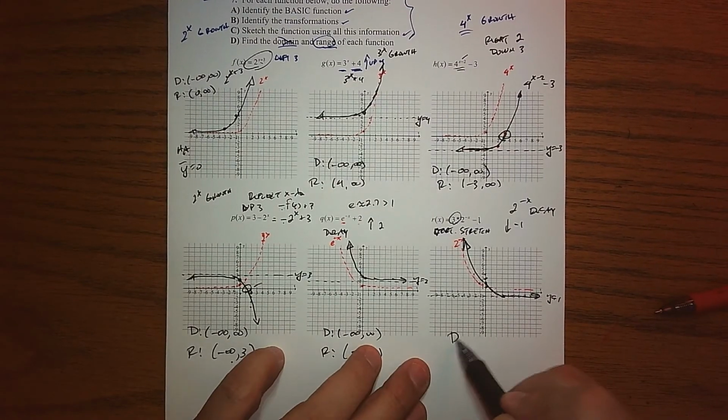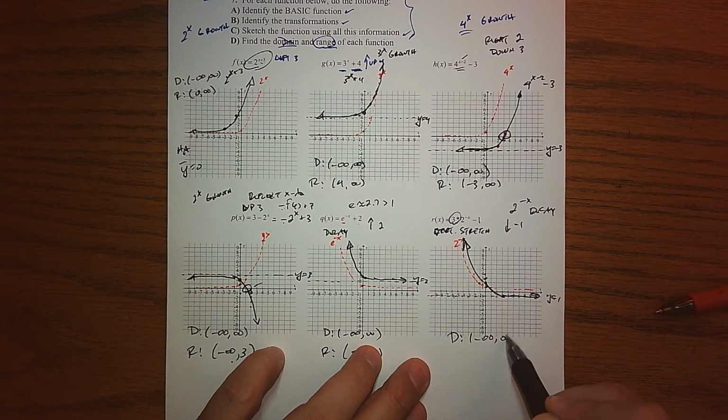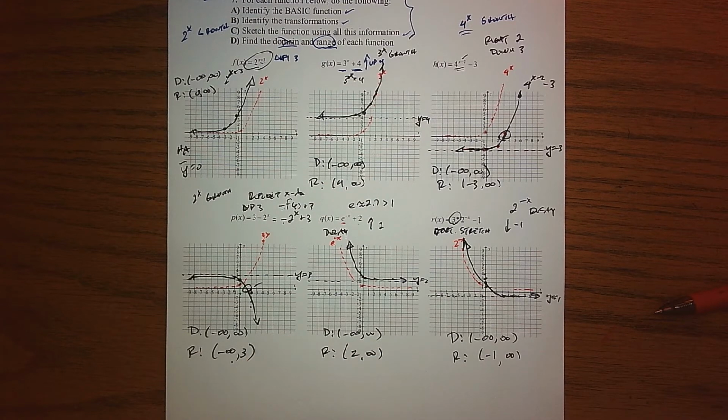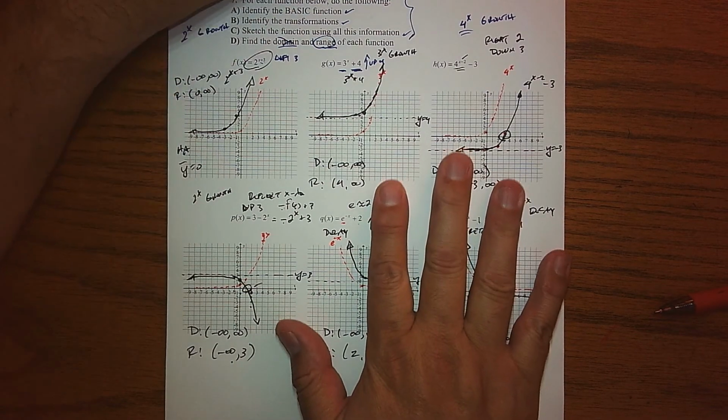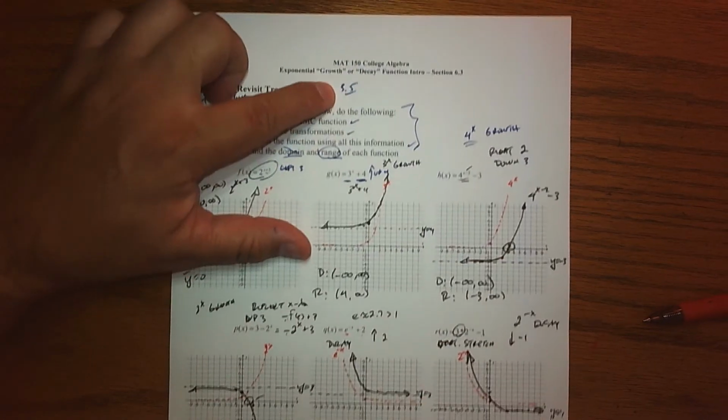In terms of its domain, again, it's defined for everything. And its range is now from -1 to infinity, because that's -1 there. Okay, so there are some quick sketches. Hopefully that was also some good review of a 3.5 topic.